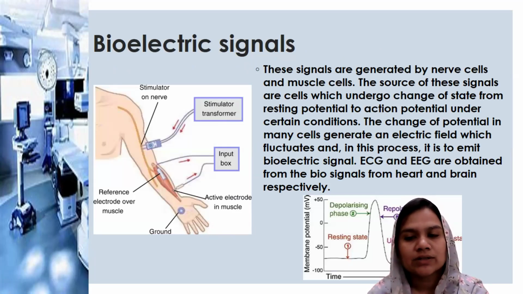These cells are the source of signals, where the cell undergoes fluctuation of current from resting potential to action potential. The resting potential of each cell is minus 70 millivolts and it reaches positive 30 to 50 millivolts when the ions travel inside the cells. This action potential can be recognized, and this fluctuation of electric current can be sensed by the transducer. For example, ECG and EEG, electrocardiogram and electroencephalogram, obtain the signals from the biosignals of the heart and brain respectively.